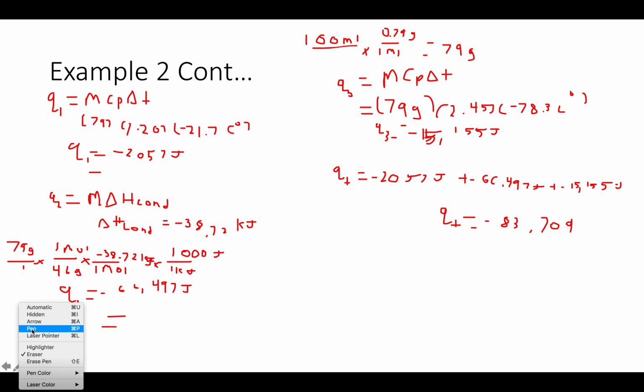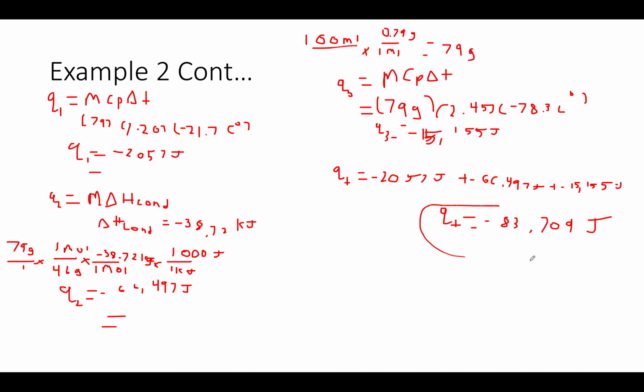Notice it's negative because the change is exothermic. And that's Q total. So that is how much heat it takes to cool 100 mils of ethanol to 0 degrees Celsius. I hope this video helped you to understand phase changes. Tricky topic, but I hope this helps. And we'll continue our discussion of thermochemistry in our next video. Thank you very much.